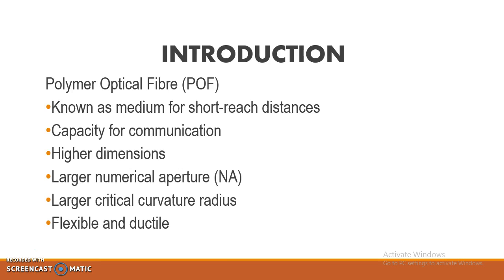In this optical fiber network deployment scenario, due to the fact that POF, or polymer optical fiber, has larger dimensions, larger numerical aperture, and larger critical curvature radius. Moreover, it is more flexible and ductile, making it easier to handle. To summarize, POF has multiple applications in sensor systems at low or competitive cost compared to the well-established conventional technologies.